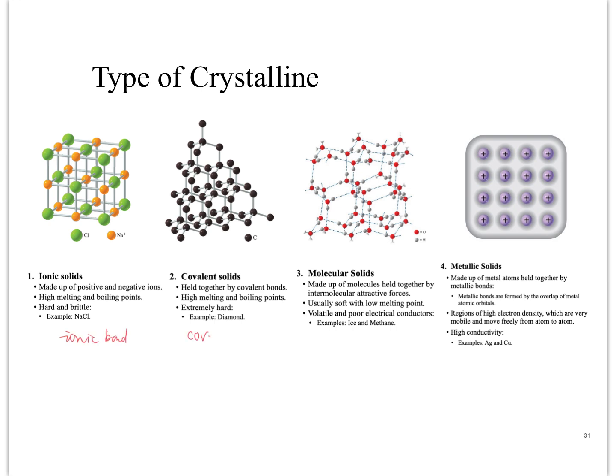Let me write this out. These are chemical bonds that are much stronger. Compared to them, molecular solids interact with each other through intermolecular forces, which are much weaker attractive forces. So for molecular solids, they will have a much lower melting point. But covalent solids and ionic solids will have a much higher melting point.